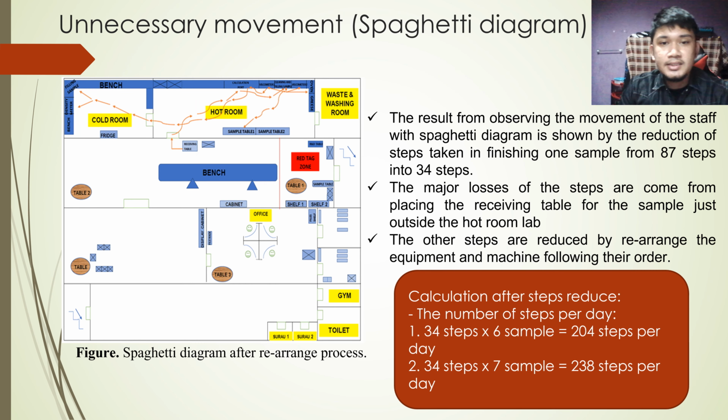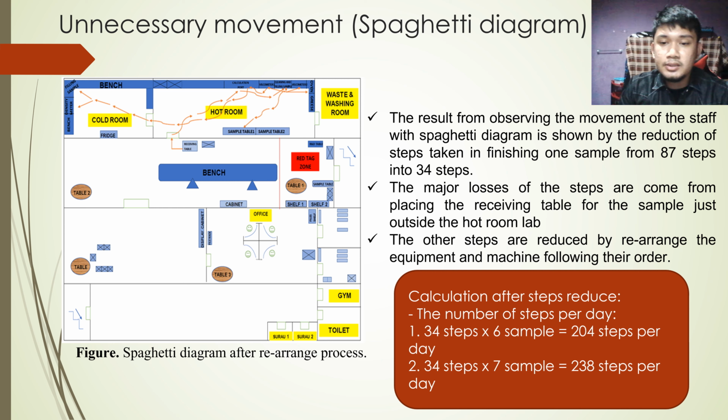Next finding is unnecessary movement, using a spaghetti diagram. The figure below shows the movement of the staff after the rearranged process. The result of observing the movement of the staff with the spaghetti diagram is shown by the reduction of steps taken in finishing one sample from 87 steps to only 34 steps.